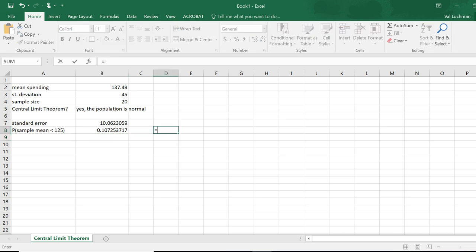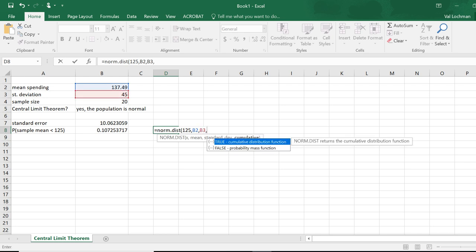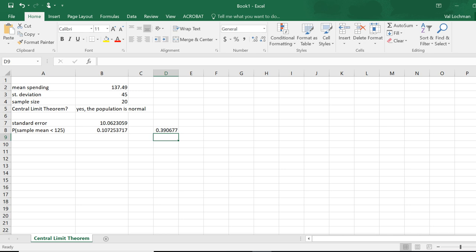Just to do a quick comparison, if you were to do the following, normal distribution, 125, mean is 137.49, and the standard deviation is 45, you're going to get a completely different answer. You're going to get a much bigger probability, and this makes sense because what it's really asking you is what is the probability that one person spends less than $125. This is a sample of size 1, right? So this is different than the sample of size 20. So make sure that when you do these problems, you use the correct standard deviation.